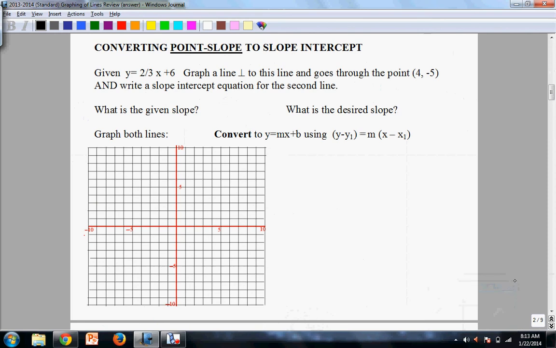Words and phrases: underline, box, highlight. So we're going to be given this line, y equals 2/3 x plus 6. Graph a line perpendicular to this line. Circle that. Put perpendicular. And it goes through a point, -4, -5.